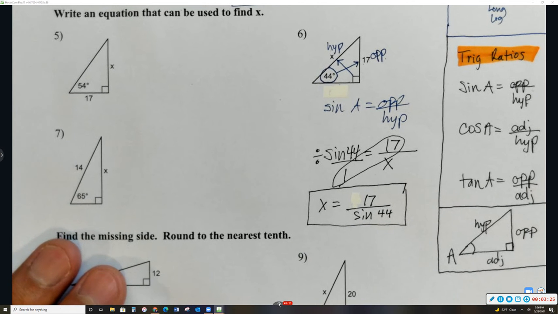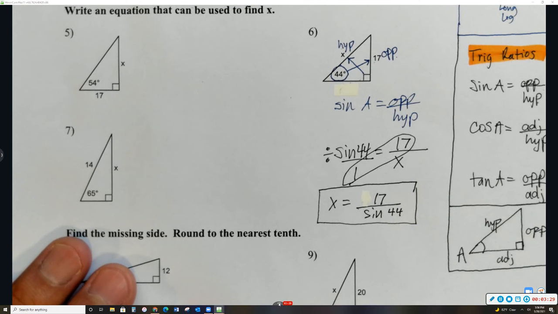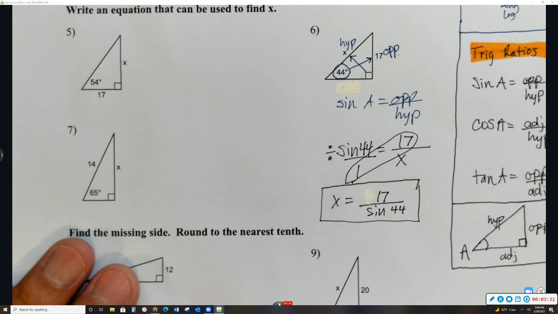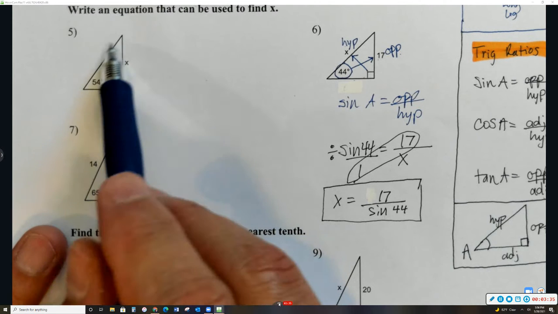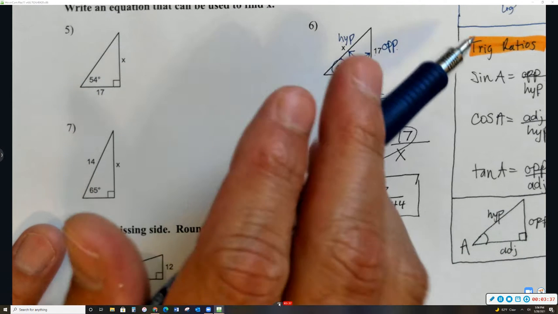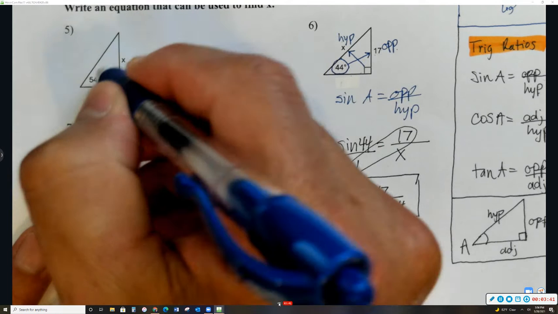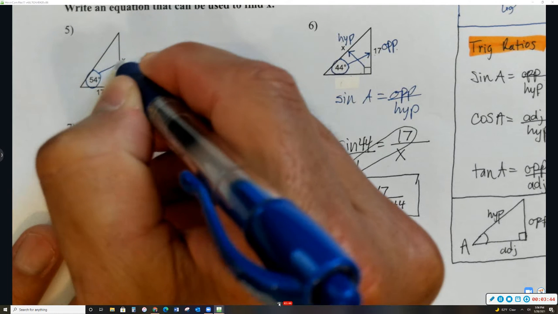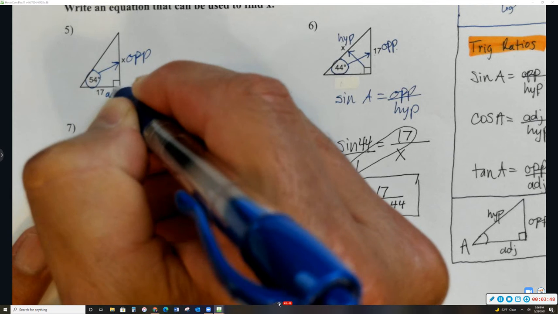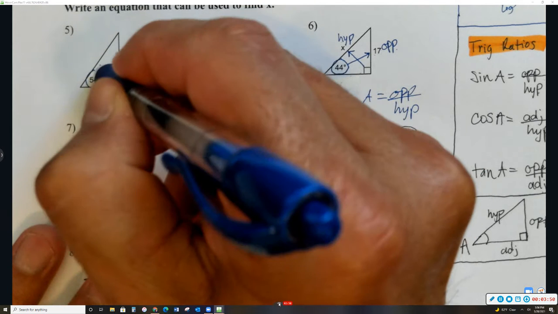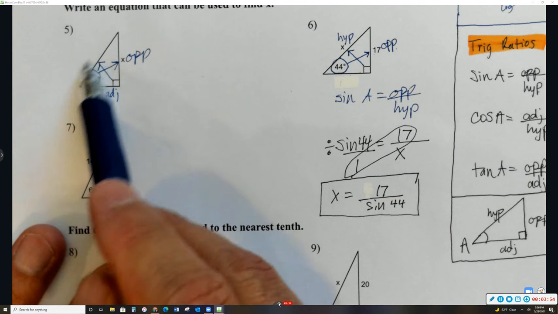So let's go and look at number 5. So if you look at number 5, again, it's not a special right triangle. I can't use the Pythagorean theorem, so that means I'm going to have to use one of these trig ratios to solve for the missing side length. That's the angle, that's the opposite side, this is the adjacent side, and this over here is the hypotenuse. But again, I'm not going to write in hypotenuse here because I don't have any info on it, so I'm not going to use it.